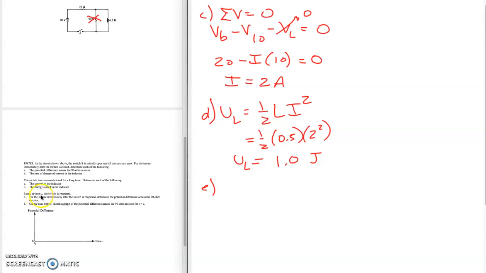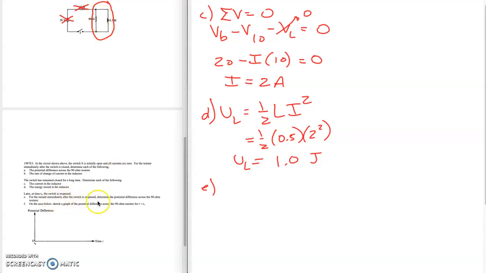Later at time t0. Okay, now we're going to reopen the switch. And if you notice, when we reopen the switch, what we've done is we have eliminated the 10 ohm resistor and the battery. And now the current is just the 90 ohm and the inductor. And whatever the current was in the inductor the instant before we open the switch, that's going to be the current now. And now it's going to get forced through the 90 ohm resistor.